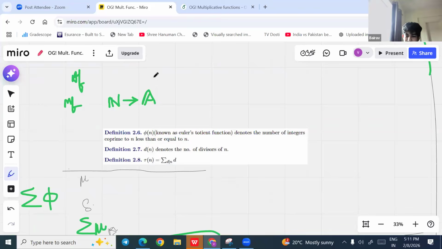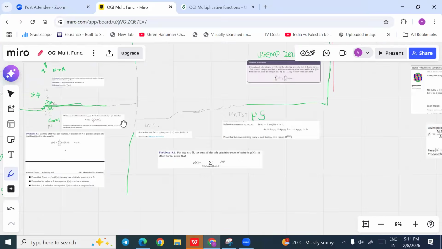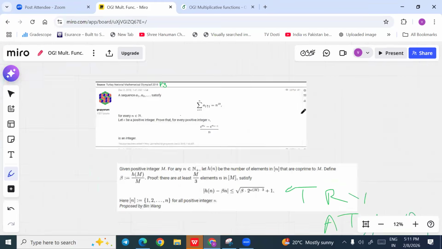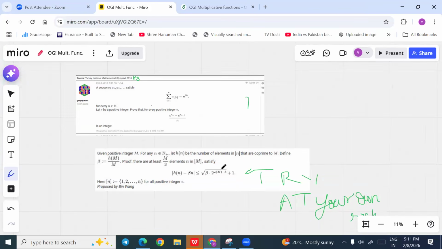Okay, so for the first 10-15 minutes, I'll be doing some basic stuff. Till then, those who are a bit familiar with these can try these buffer problems. These were not good problems. And for this one, I would suggest that you try this at your own risk.